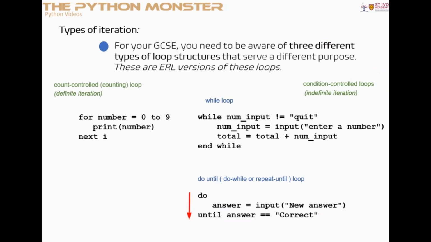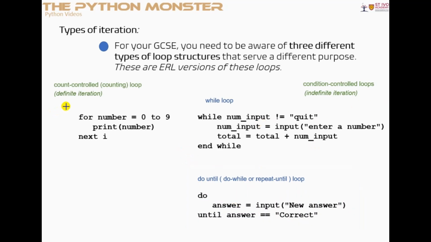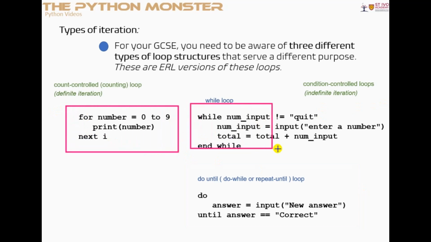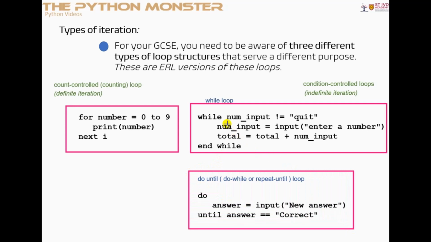Okay guys, whilst you need to be aware of 3 different types of loop for your GCSE computer science, Python does not have the do until loop built into it as a feature that you can use. It's not available in Python. Python only gives you the choice of 2 loops, which is the count controlled loop and the while loop. That makes life a little bit easier for 2 reasons. Firstly, that's less syntax for you to remember, but also because in reality there is nothing that you can do with a do until loop that you can't do with the while loop.